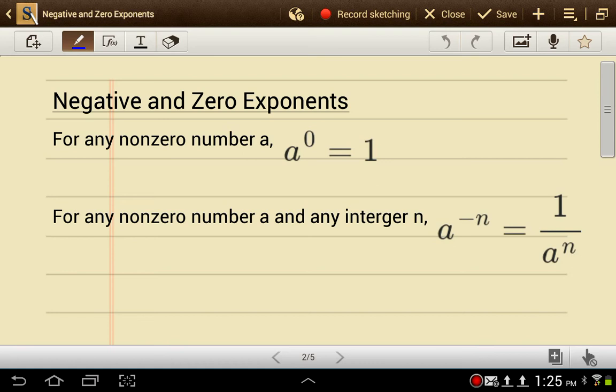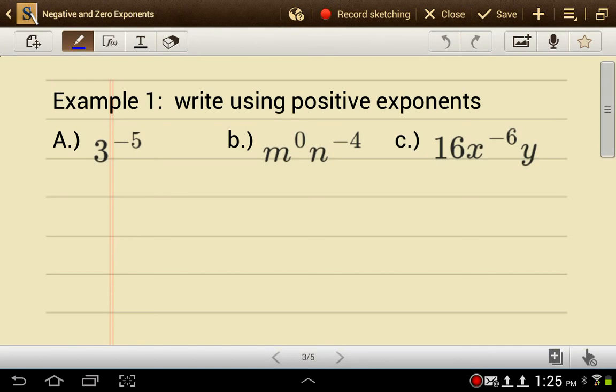Okay, I'm going to go to my first example. In my first example, I have 3 to the negative 5th power. So I just want you to write that using positive exponents. So to make that positive, I have to just put that in the denominator. So I'm going to put 1 over 3 to the, now I can make it positive, 3 to the 5th power. That is how you have to do that.